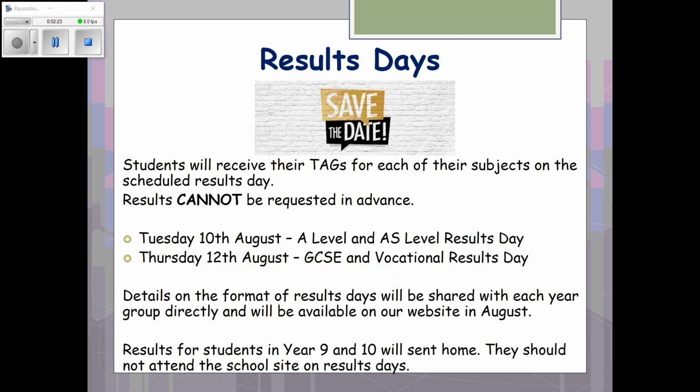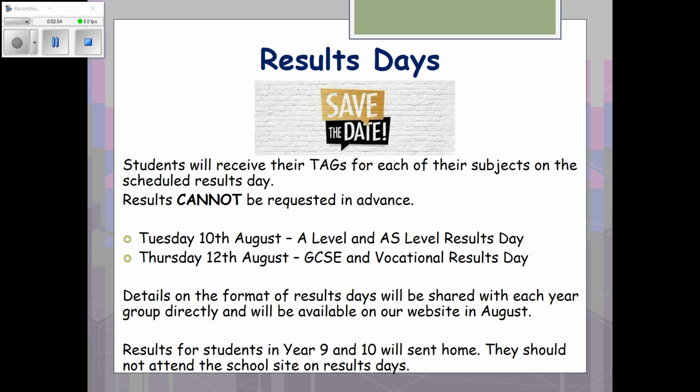So students will receive this TAG grade for each of their subjects on the scheduled results days. And just a reminder that these results cannot be requested in advance, and if this is asked for, it would be considered as malpractice. The results days are slightly different to previous years, so they've moved slightly further forward. The A level and AS level results day is Tuesday the 10th of August, and the GCSE and vocational results day is the 12th of August.